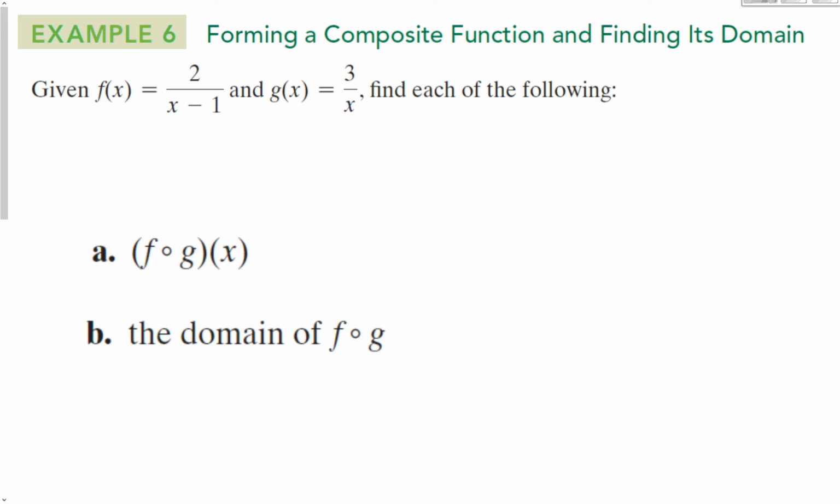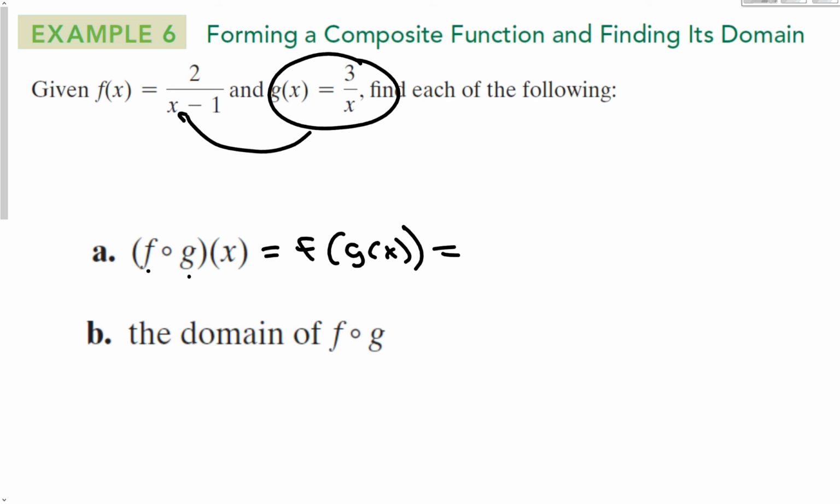So when we find f of g of x, remember we're plugging inside out, we're plugging g into f. This means f of g of x. So when I do that, I take g and put it there. So it becomes 2 over 3 over x minus 1. I could leave it like that. I probably shouldn't because that's pretty ugly.